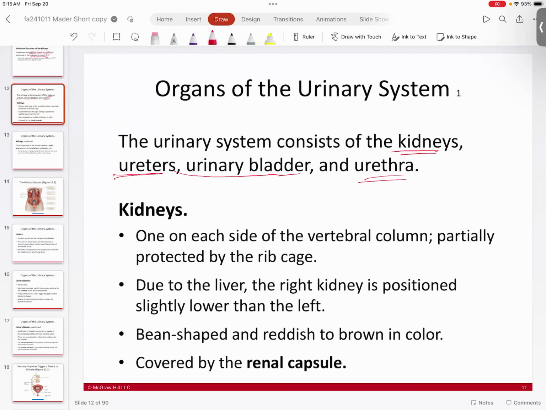Typically the right kidney is a little lower than the left, and that's because the liver is kind of getting in the way there. It looks like a kidney bean. I mean, we call it a kidney bean for a reason. It's kind of reddish brown in color, and it's covered by a renal capsule, which is basically a connective tissue husk. That allows it to bind to the serous membranes associated with your peritoneum.